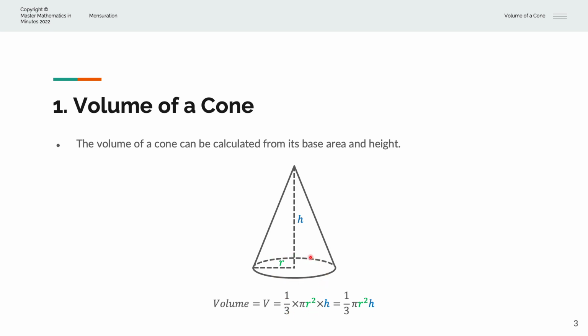So the base is a circle with radius of r, and so the area of that circle is pi r squared multiplied by the height, which is h. And that is equal to 1 over 3 pi r squared h.